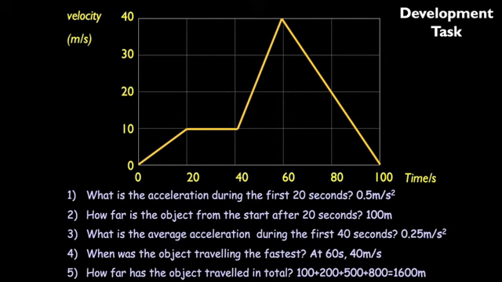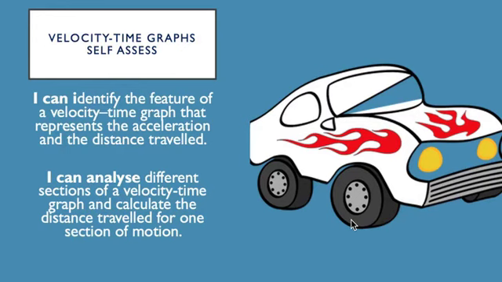Well done. And that's pretty much it for today. So these are the things that you should be able to do from our lesson on velocity time graphs today. You should be able to identify the feature of a velocity time graph that represents the acceleration and the distance travelled, and you should be able to analyse different sections of a velocity time graph and calculate the distance travelled for one section of the motion, and actually that last question you did it for all of the sections. So well done on that lesson.